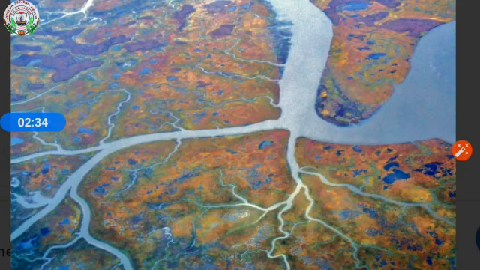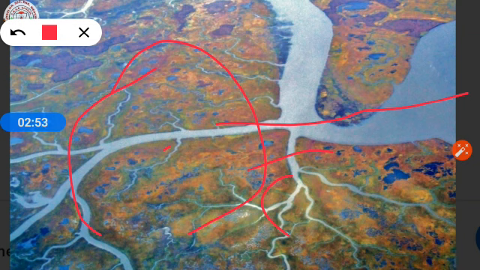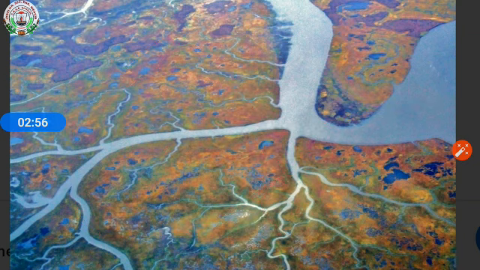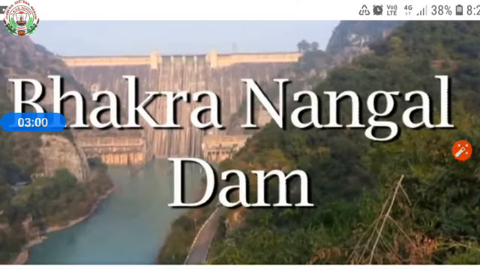About the tributaries: a tributary is a river that flows into a large river. You can see here in the picture that small rivers are there and they flow into a large river. That is your tributary. And the Bhakra Nangal Dam is built across the Satluj river.